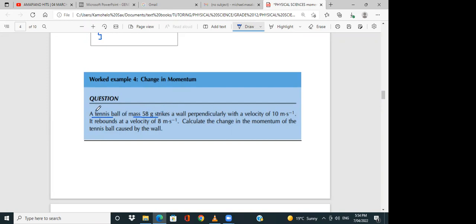A tennis ball of mass 58 grams strikes a wall perpendicularly, at 90 degrees, with a velocity of 10 meters per second. Then it rebounds at a velocity of 8 meters per second. Calculate the change in momentum of the tennis ball caused by the wall.